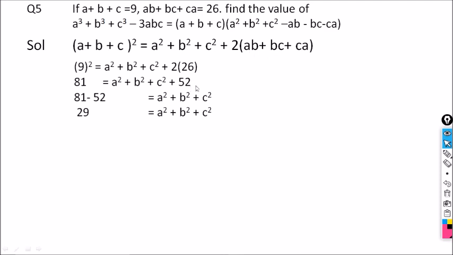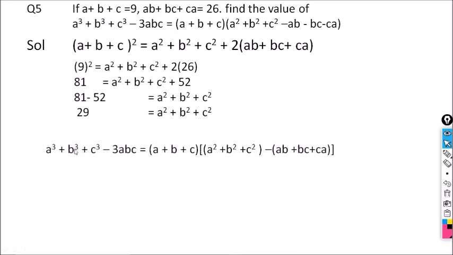By multiplying this we get 52, and shifting this to the other side, finally we get a square plus b square plus c square as 29. Now this we will substitute in the main identity, which is a cube plus b cube plus c cube minus 3abc. Now this identity will adjust in this way: (a + b + c) is the first factor, and a square plus b square plus c square is the other one.